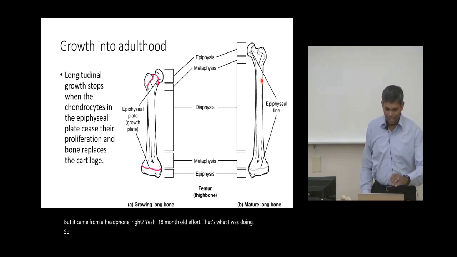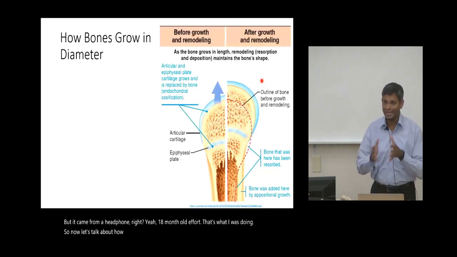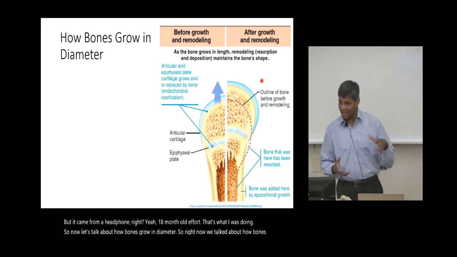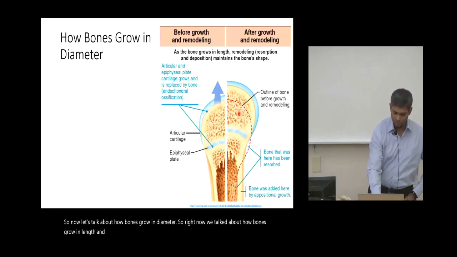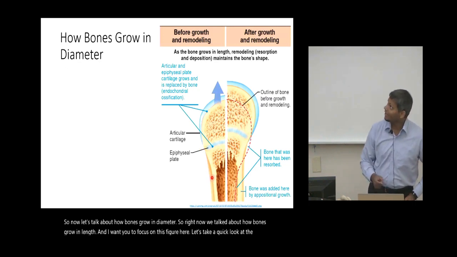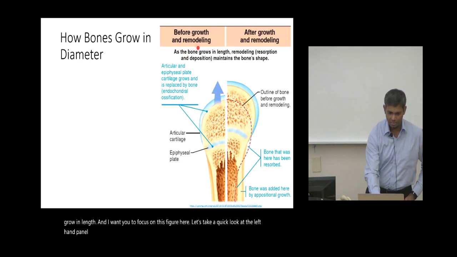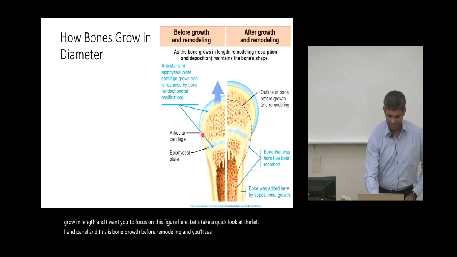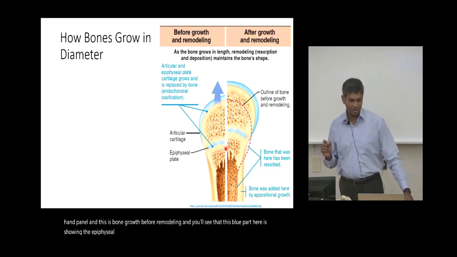So now let's talk about how bones grow in diameter. Right now we talked about how bones grow in length. And I want you to focus on this figure here. Let's take a quick look at the left hand panel. And this is bone growth before remodeling. And you'll see that this blue part here is showing the epiphyseal plate where there is still hyaline cartilage.